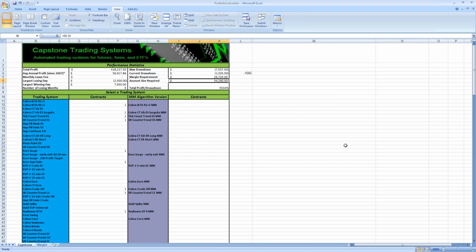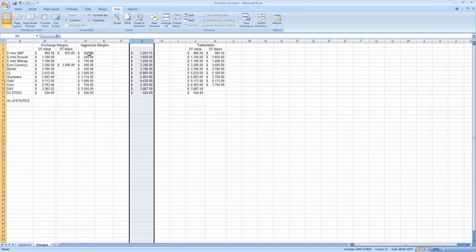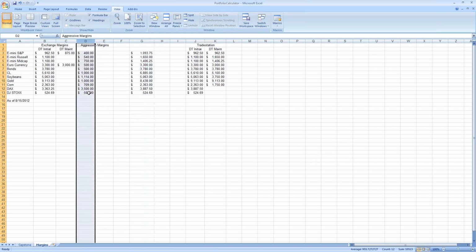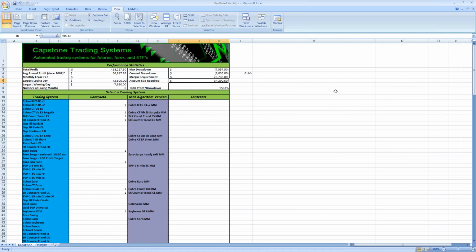This is the account size required. It adds the margin to the drawdown, and you can change your margins right here. Different people have different margins. I haven't updated these in a while, so they've gotten a little bit lower than they were. Gold is lower. I think that's the right number for crude oil. These are aggressive margins right here, so you can copy and paste those in there. These are the day trade margins for Tradestation. Some brokers allow for really aggressive margins. So if you put that number in here, your total account size required goes way down.